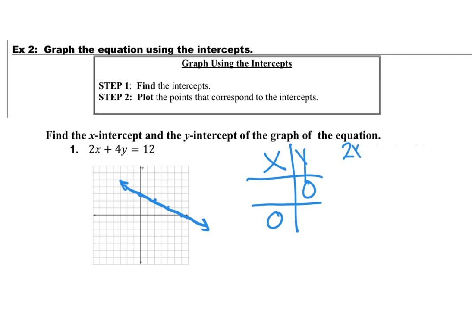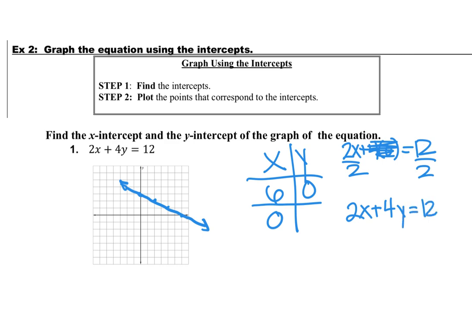So I have 2x plus 4, we're saying y is 0, is equal to 12. So then that cancels out, and we're going to divide by 2, and we'll have 6. And so now let's do the same thing. We have 2x plus 4y is equal to 12, but we're plugging in for our x. Oops, I forgot to do that here. So we're going to plug in here for our x is 0. And so when that happens, that goes away. I divide by 4, and then I get 3.